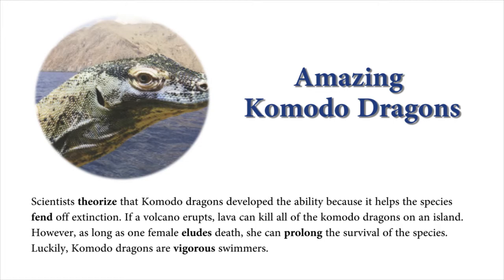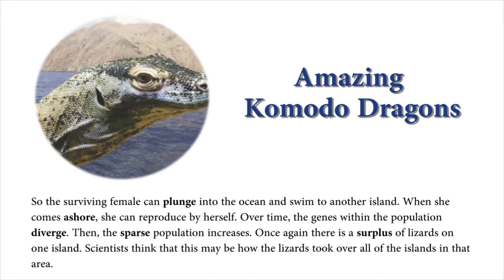If a volcano erupts, lava can kill all of the Komodo dragons on an island. However, as long as one female eludes death, she can prolong the survival of the species. Luckily, Komodo dragons are vigorous swimmers, so the surviving female can plunge into the ocean and swim to another island. When she comes ashore, she can reproduce by herself.